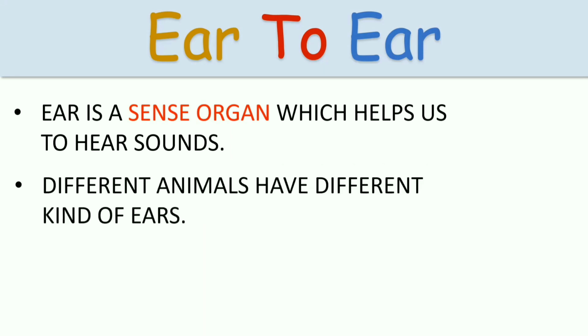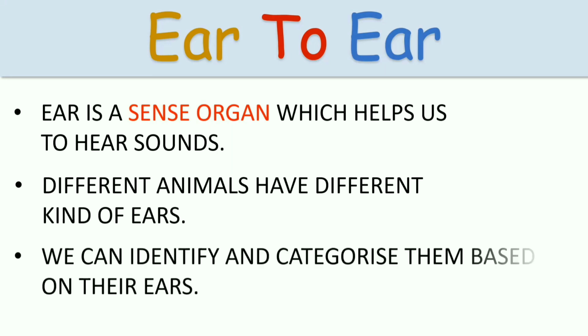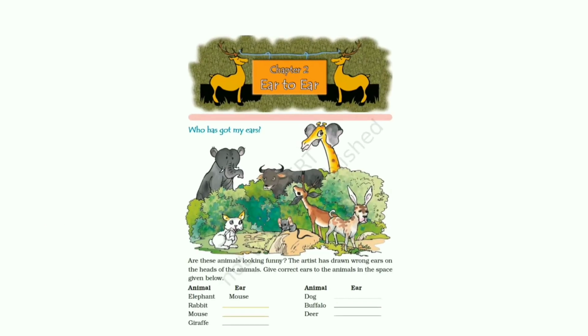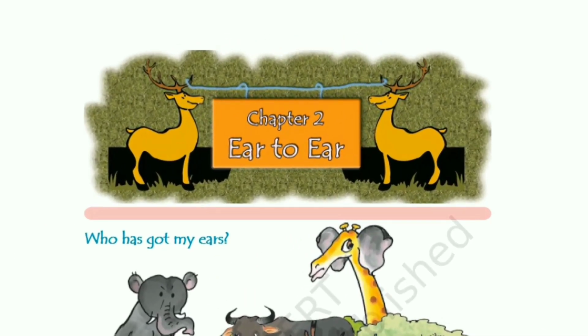Now, in the second point, different animals have different kinds of ears. And third, we can identify and categorize them based on their ears. So in today's chapter, we are going to identify and classify animals, how they are different from one another. Let us go to the chapter. So, chapter number 2, Ear to Ear.